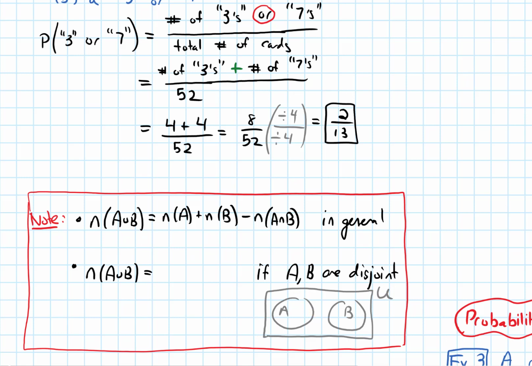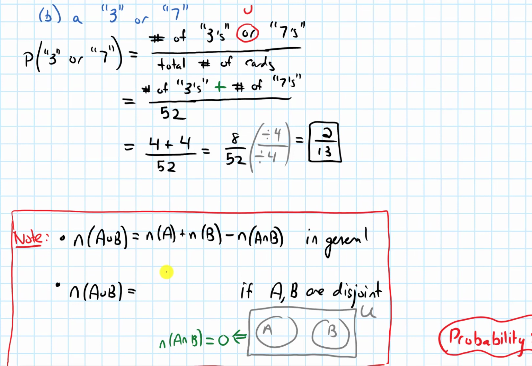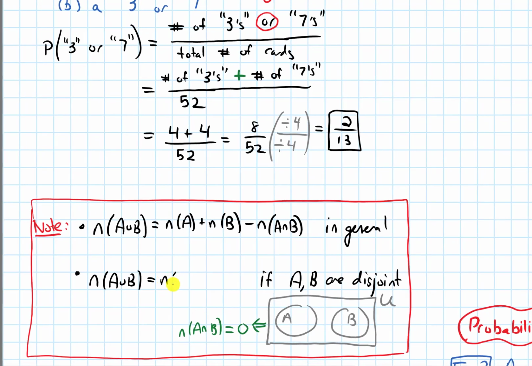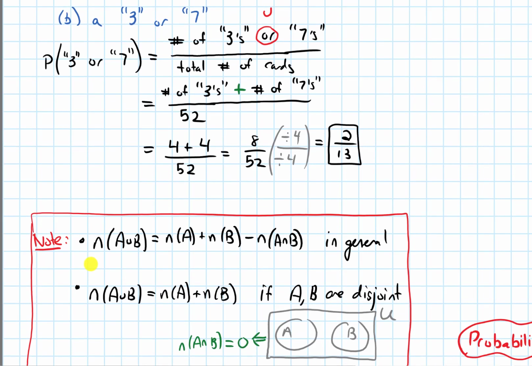And in a picture like this, how many things are in the intersection? The number of elements in the intersection would be, well, there is no intersection here. The circles don't overlap. So there's no elements in the intersection. So my formula simplifies to just n of A plus n of B. And that's what we ended up doing, just kind of conceptually, in this computation above.